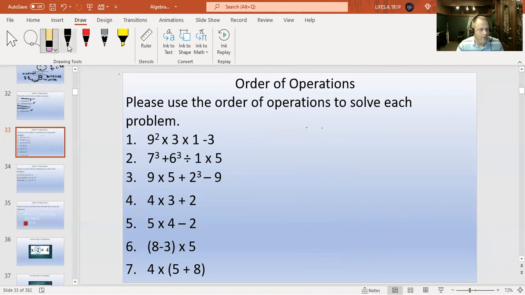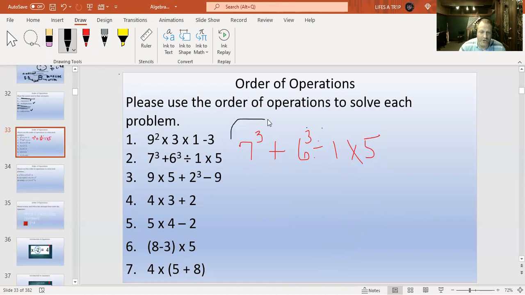So let's do 7 to the third power plus 6 to the third power divided by 1 times 5. And so exponents first, here and here. So we're going to do 343, because 7 times 7 times 7 is 343. 6 times 6 times 6, or 6 to the third power, is 216.